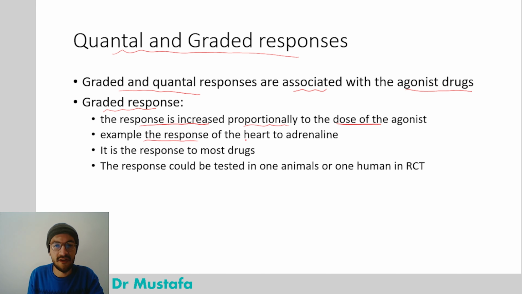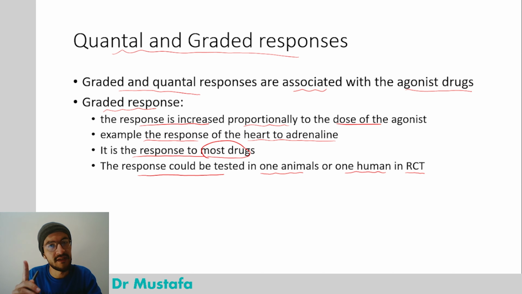An example is the response of the heart to adrenaline. The higher the adrenaline, the higher the heart contractility. And it is the response to most drugs. So most drugs would give us a graded type of response, and the response could be tested in one animal or one human in randomized controlled trials. So we can do it with one human in randomized controlled trials, because the other type has to be more than one.